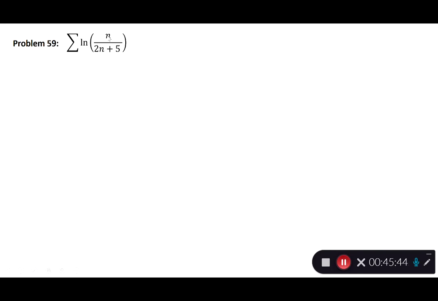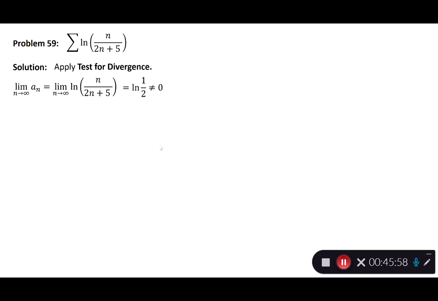Well, simple. This is a first degree polynomial over first degree polynomial, so ignore the lower order terms, or take the ratio of the leading coefficients, 1 over 2. Natural log of 1 over 2 is the limit. That's not equal to 0. Natural log of 1 is equal to 0, so natural log of 1/2 is not equal to 0. What exactly is natural log 1/2? We don't care. As long as we know that it's not equal to 0, we are in good shape. So, by test for divergence, this diverges. That's it. Nice and simple problem. Cool.